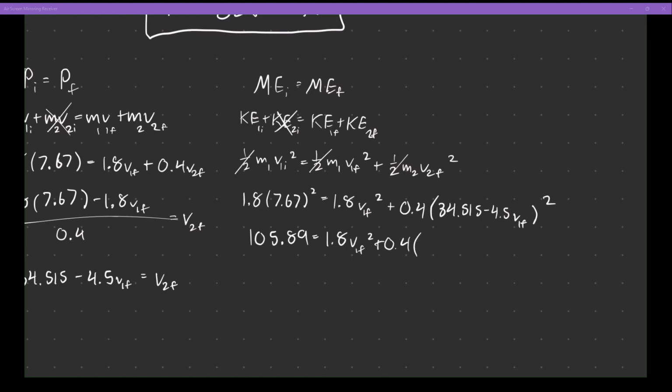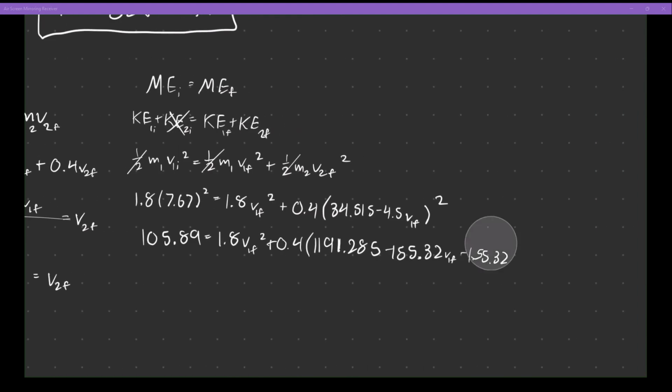Now I'm going to FOIL all this in here, so it should give me 1191.285 minus 155.32 v1f minus 155.32 v1f plus 20.25 v1f squared. That's really messy, let me fix that. And so now I'm going to combine the like terms and distribute the 0.4 to each term.